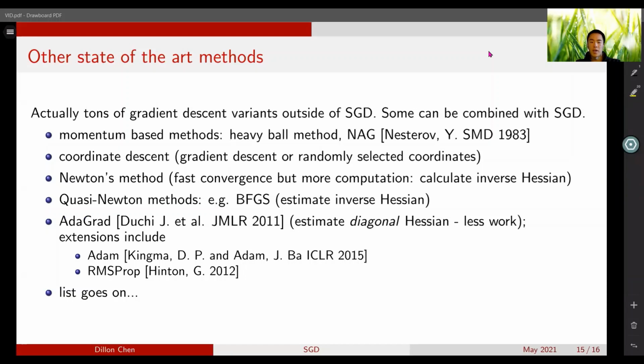We can also delve into other state-of-the-art methods, some of which are not necessarily SGD methods, but can be combined with SGD. For example, we can incorporate momentum methods, or even try descent on coordinates. We could also calculate or estimate curvature information to get higher quality convergence. There's a lot to be said about these methods, but unfortunately, we definitely cannot fit this discussion into the length of this video.